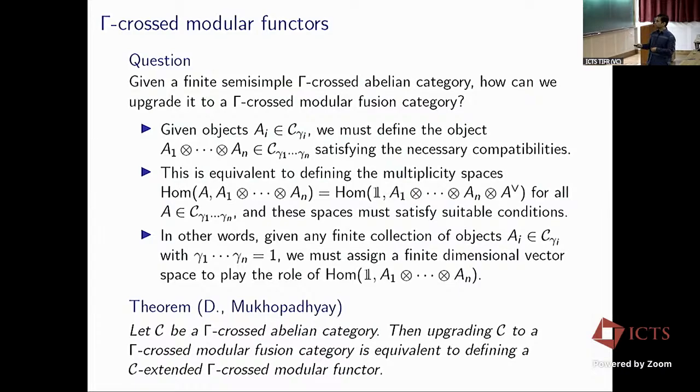The way we proved this is we showed that twisted conformal blocks define a C extended gamma crossed modular functor, and then we proved a theorem which says that once you have such a modular functor, you get a gamma crossed modular fusion category.